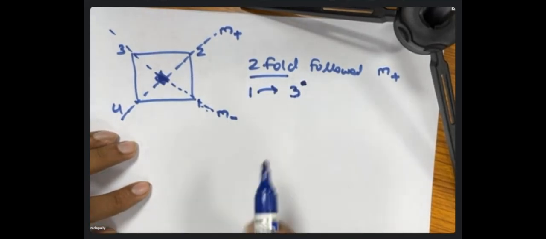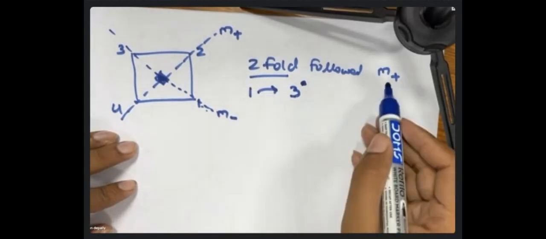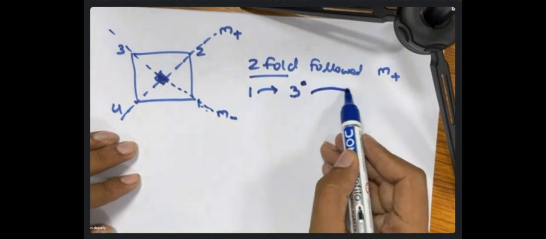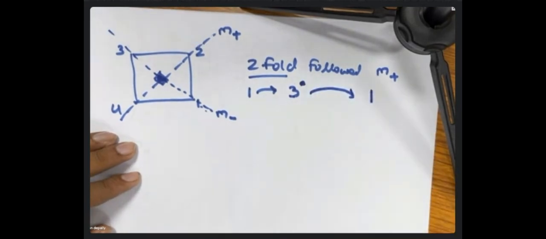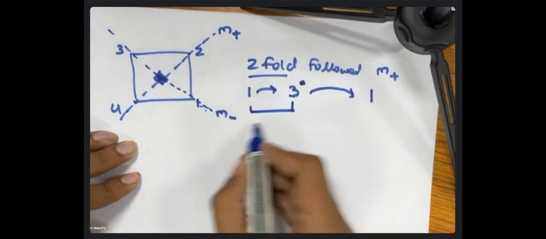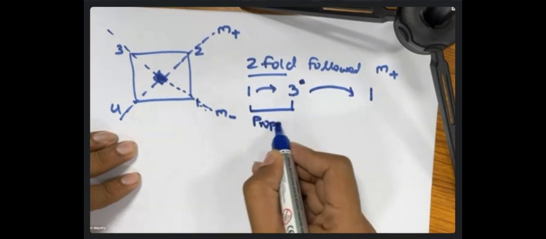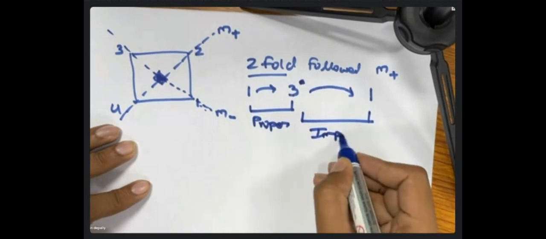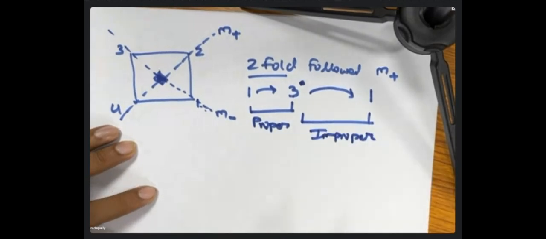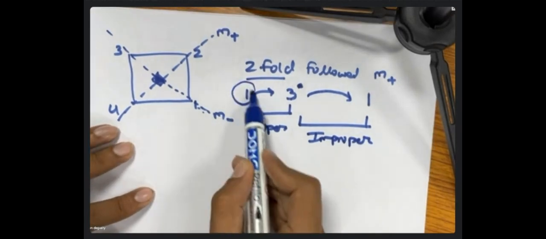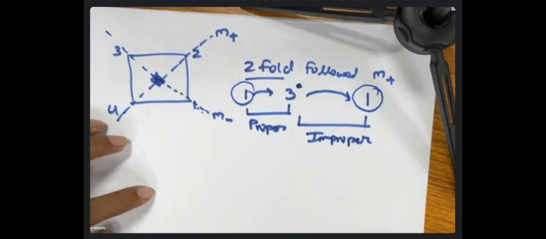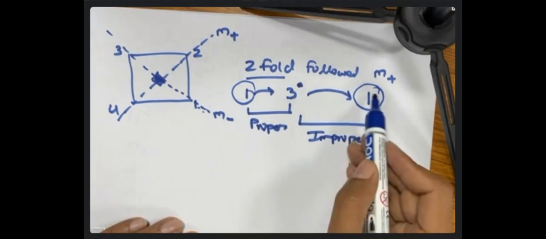1, 2, 3. But now what is happening is there is the mirror, which is m plus. So 3 will transform to the 1. But there is a problem over here. It was the proper, and this is the improper. So this one and this one are different from each other. There is a change in handedness. So the 1 has changed to the 1 dash.